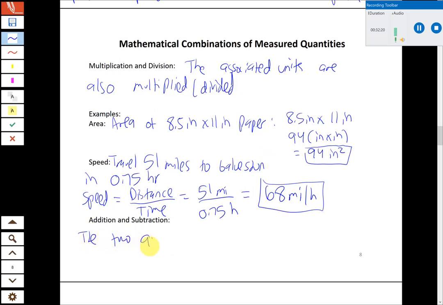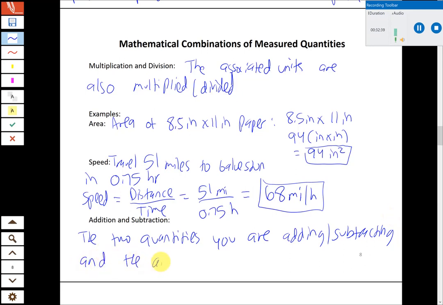the two quantities that you're adding and subtracting have to have the same units, and then the units of the answer will also be the same. So in addition and subtraction operations, we don't change the units at all. We make sure that the two numbers have the same units before we add and subtract them, and then the answer that you get would also have those same units. All right, so it's not possible to add two numbers that have two different units.